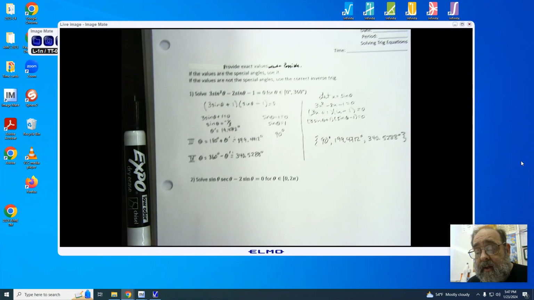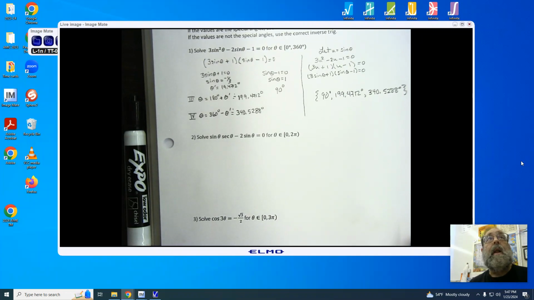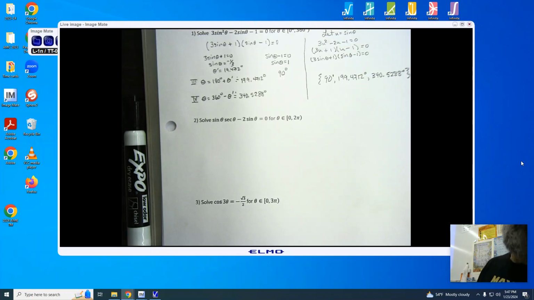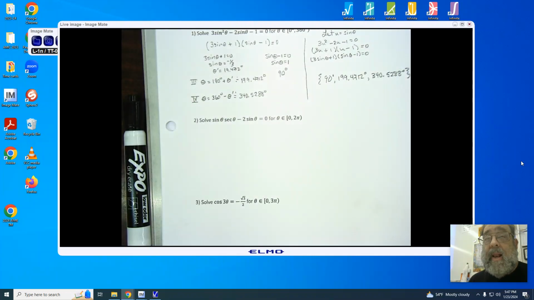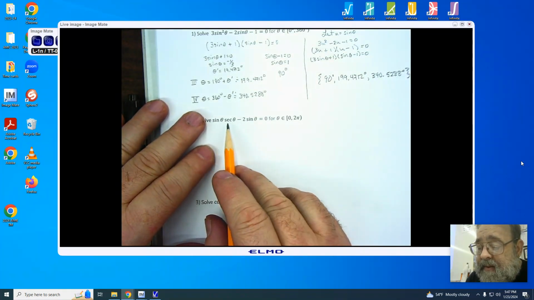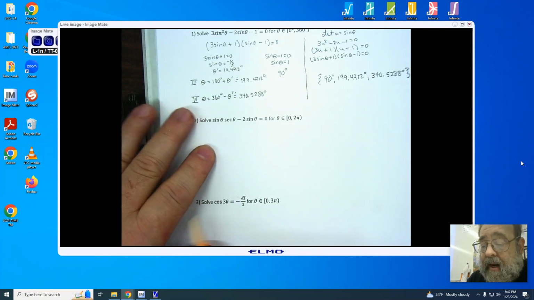Now the others are going to go ahead and they're going to work quite nicely, so I don't have to worry too much about them. I just have to be careful. And turn my light back on. So now I can look at this and I can see that I have the sine of theta secant theta minus 2 sine of theta.